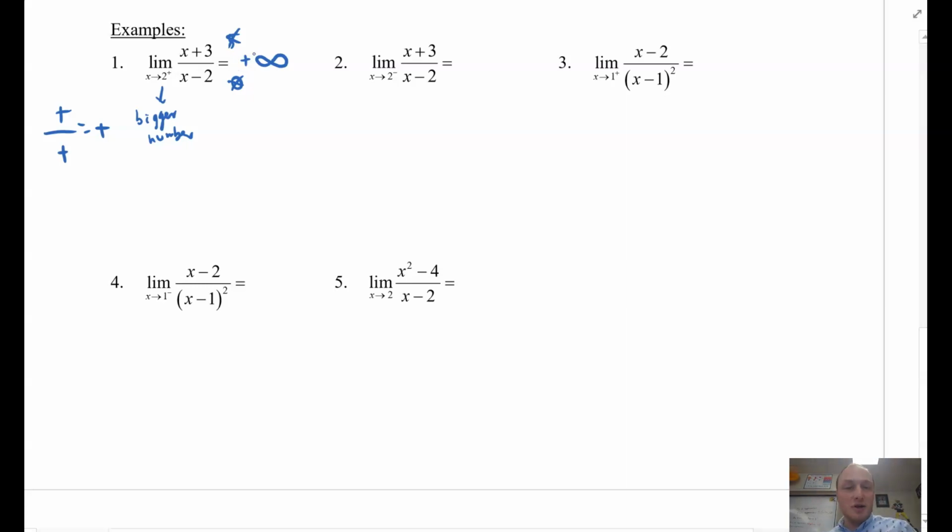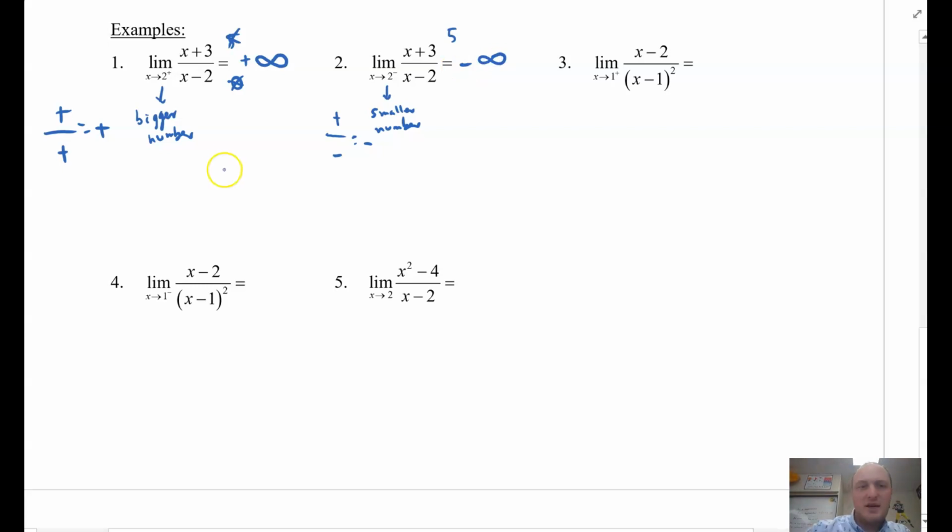Now let's look at what if we have a number smaller than 2. If I plug in 2 to my numerator, again we get 5, so that's still a positive. Then if I plug in 2 from the left, this is a smaller number. A slightly smaller number than 2, take away 2, is going to give us a negative value in our denominator, which produces a negative value. So this limit is approaching negative infinity.